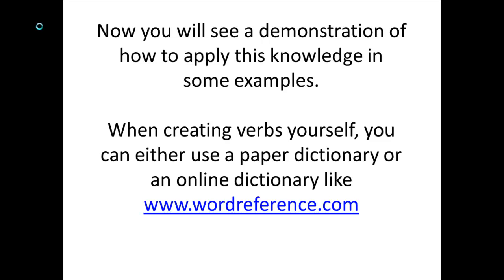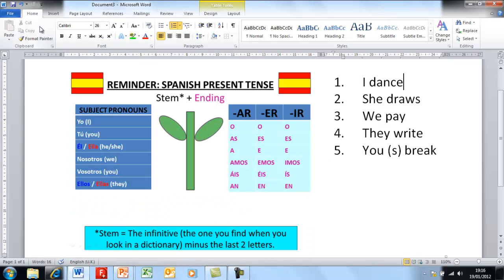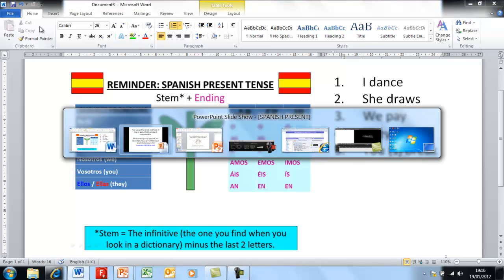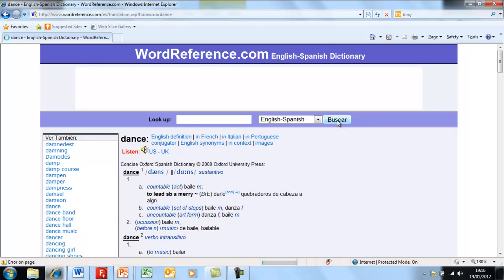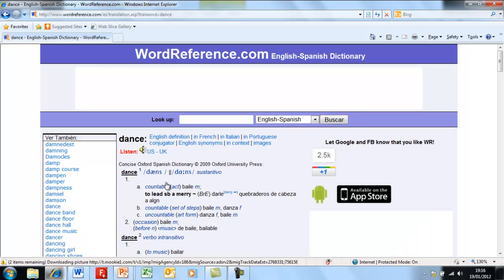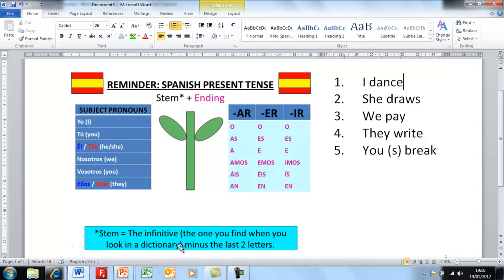When creating verbs yourself, you can either use a paper dictionary or an online dictionary like wordreference.com. So, the first example we need to do is I dance. So let's go to the online dictionary wordreference.com and type dance in. And we press buscar to look for the verb. And as we see, we have dance. And then we have the verb, to music, bailar. That's the one we'll use.